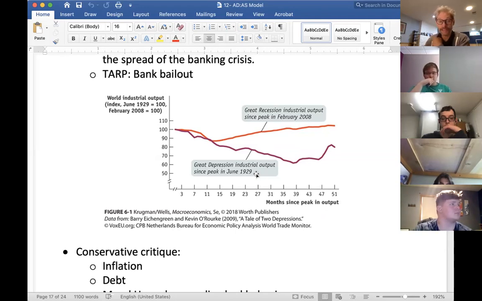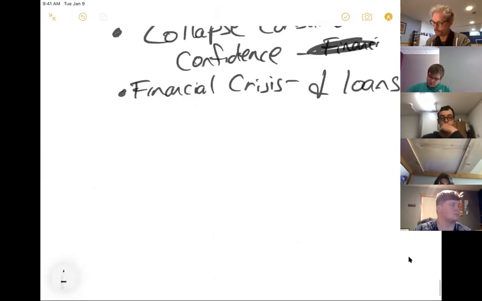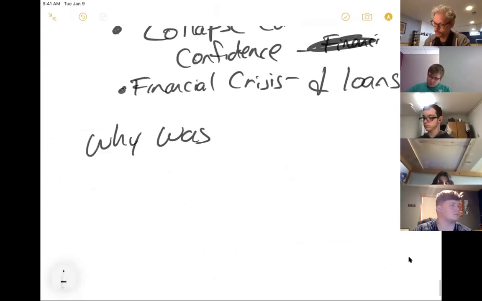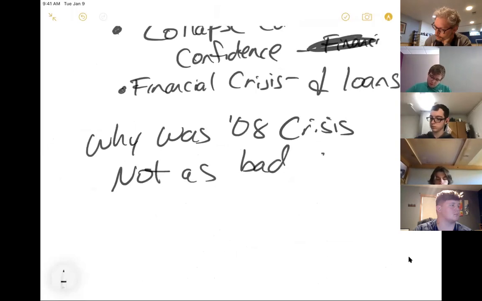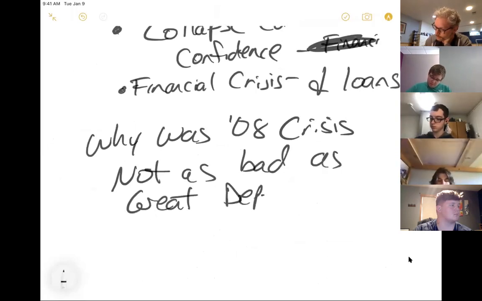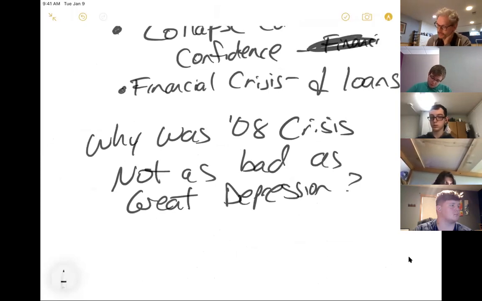But what happened during the 2008 crisis, which is the orange line? Output started falling really quickly for about a year, but then there was a little bit of a recovery. Now, the recovery was very slow, but there was a recovery. It wasn't like the Great Depression where output just kept on falling and falling. And so why the difference? Why wasn't the 2008 crisis as bad as the Great Depression?